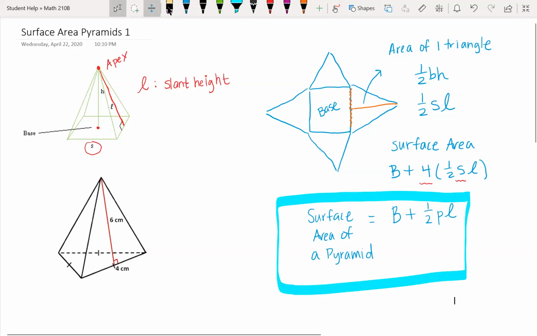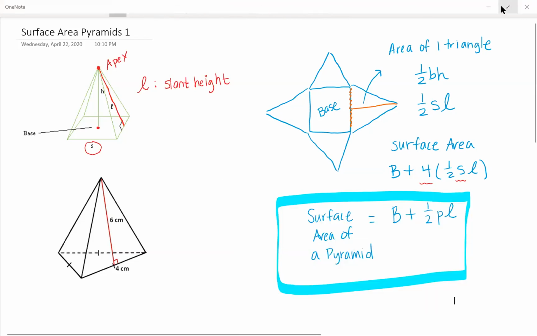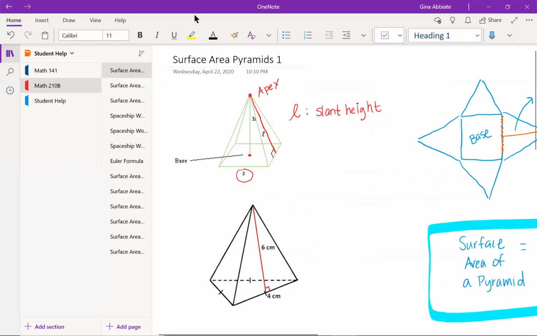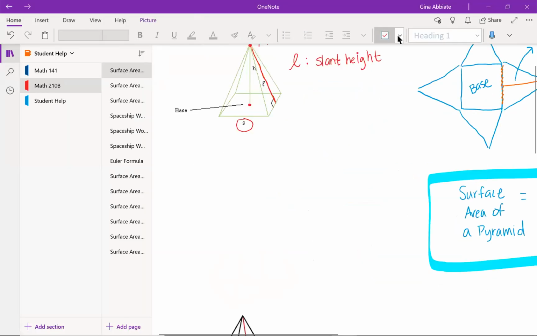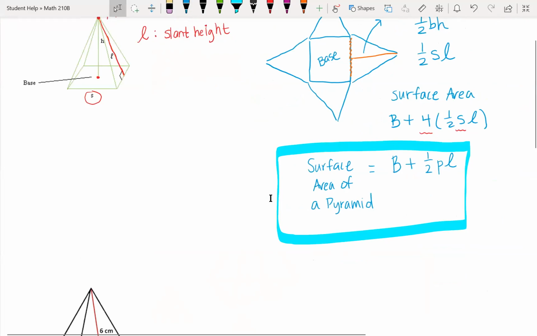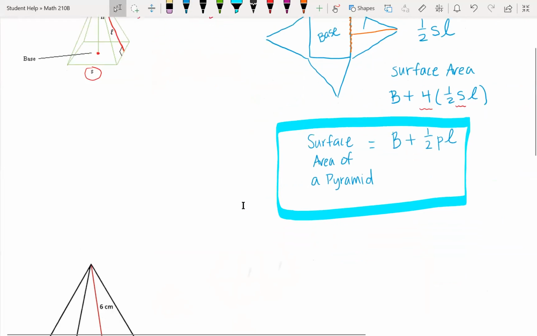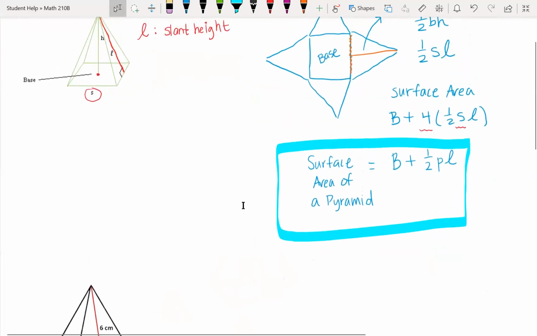Okay, let me pause for a second so I can move some of these things down because I'm running out of room here. Give me 1 second. Okay, I'm back. I just wanted to move that pyramid down so we have more room.